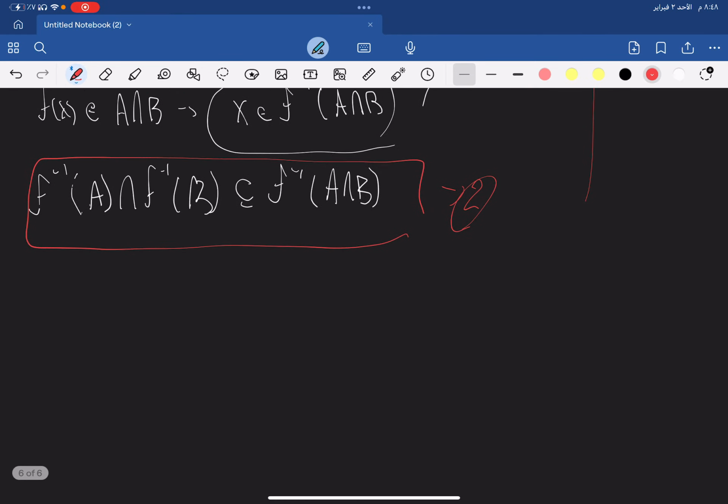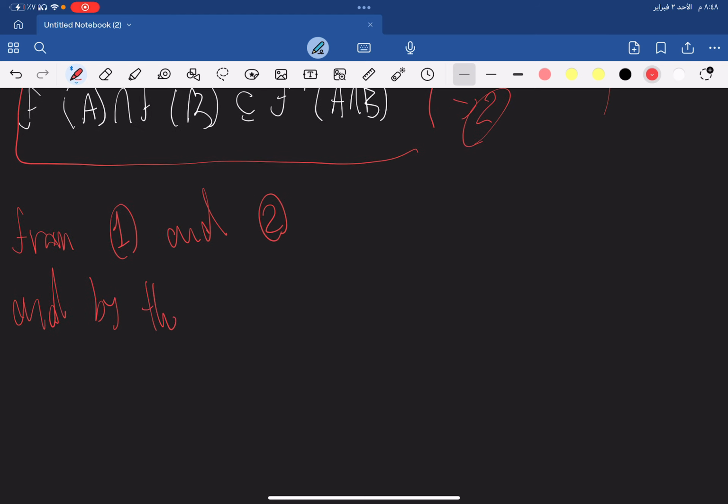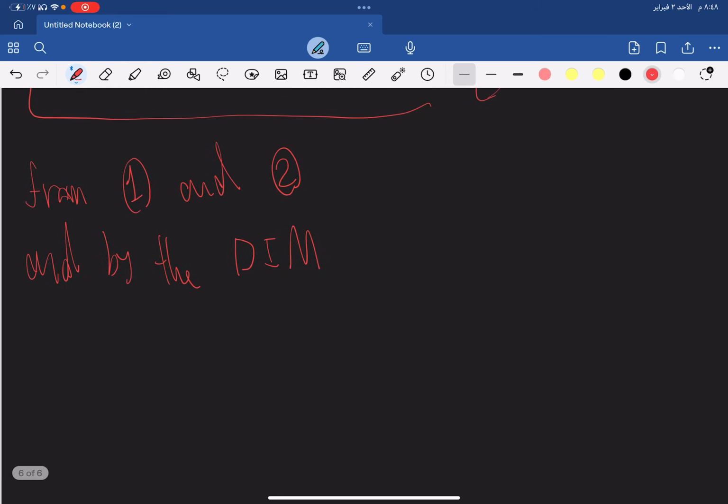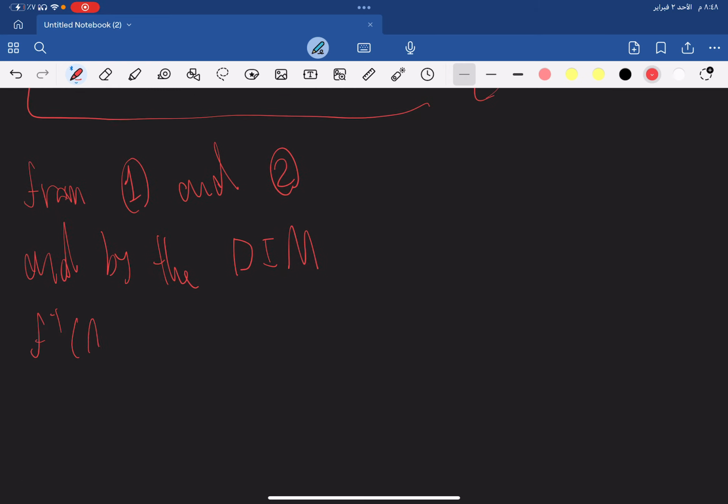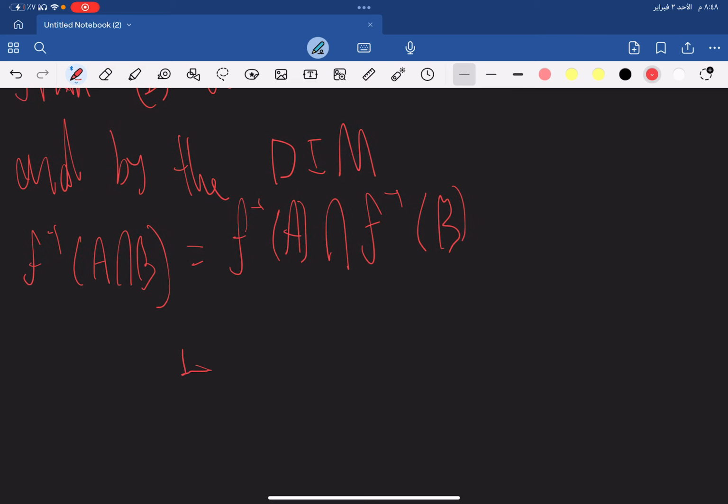So, conclusion: from 1 and 2 and by the double inclusion method, F inverse A intersection B equals F inverse A intersect F inverse B. And that is the end of the proof.